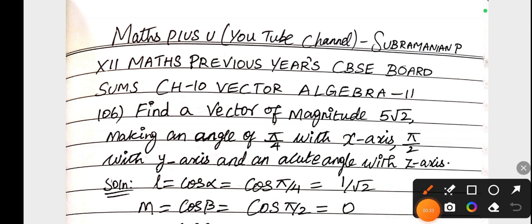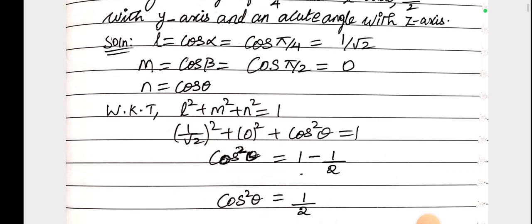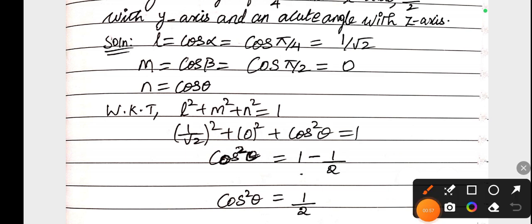Find a vector of magnitude 5 root 2 making an angle of pi by 4 with x axis, pi by 2 with y axis, and an acute angle with z axis. How are you going to apply it here? We consider l as cos alpha, m as cos beta, n as cos theta. We want to find the acute angle for the z axis. l is cos alpha, alpha is pi by 4, cos 45 degrees is 1 by root 2. m is cos beta, cos 90 degrees is 0.